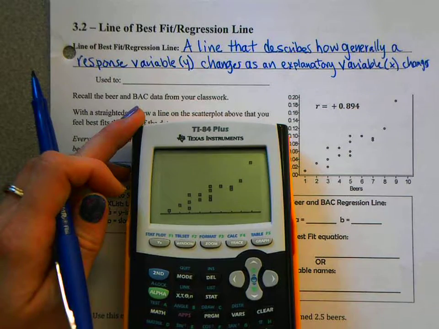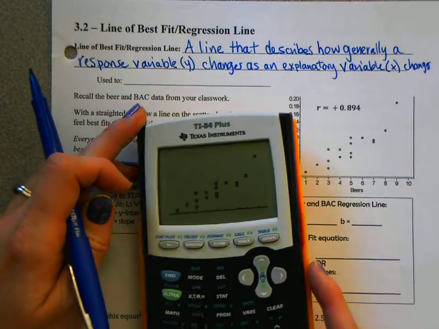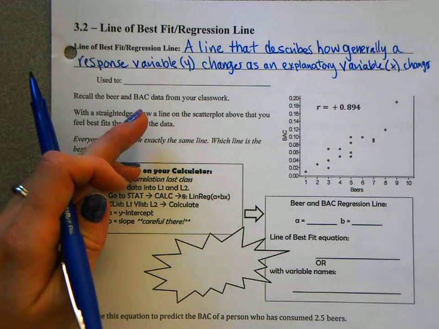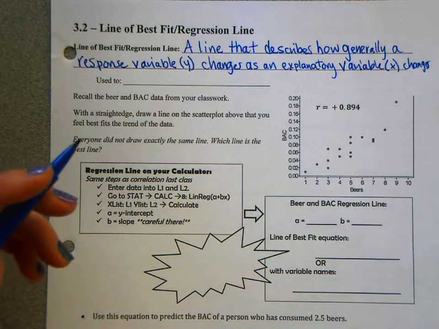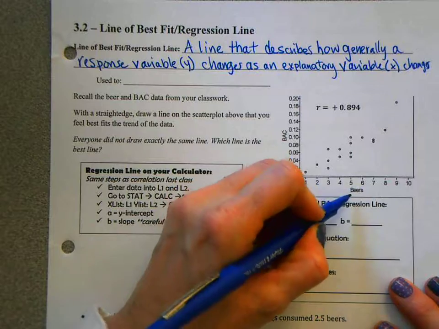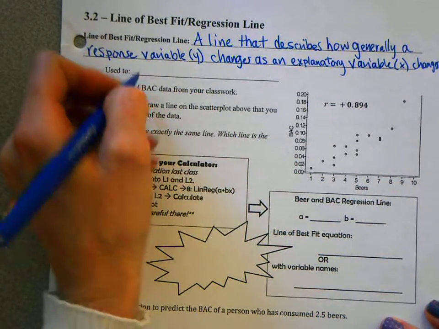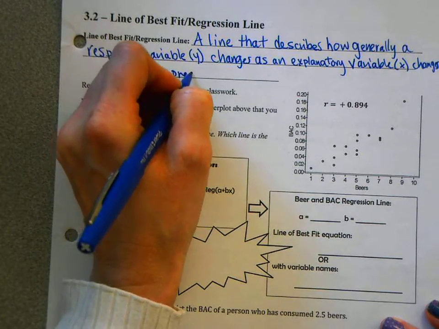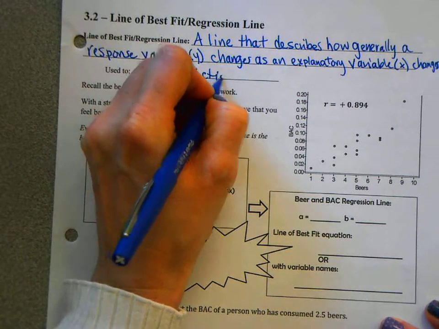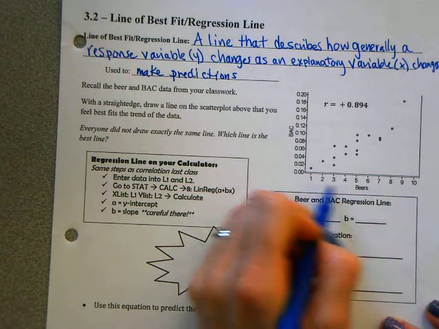So the whole point here of a line of best fit is to say a little bit more specifically what the relationship is between your x variable and your y variable. And ultimately it's used to make predictions. We want to be able to plug in an x value and give a reasonable prediction for what the y value should be.